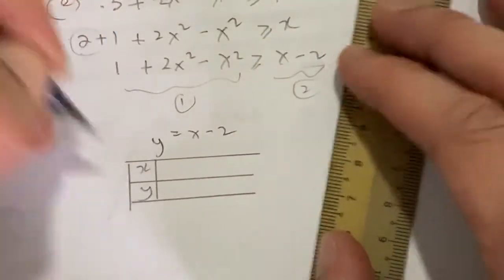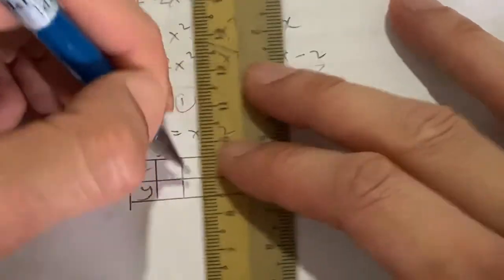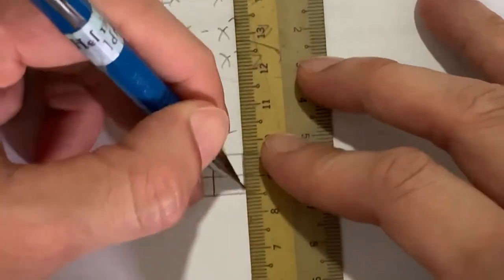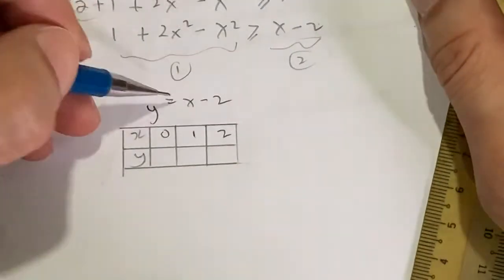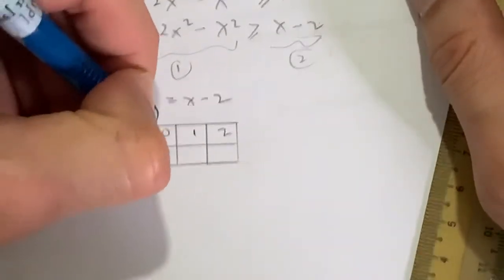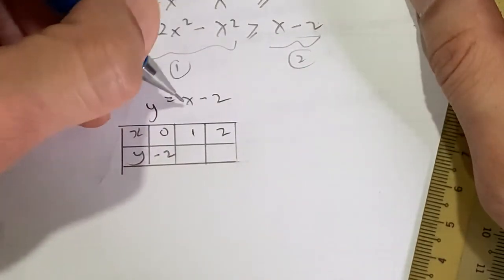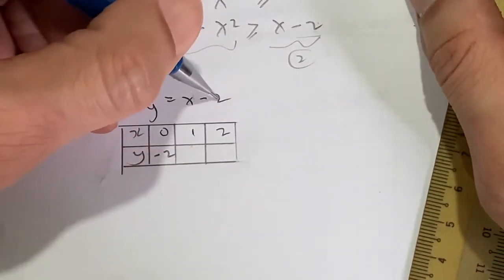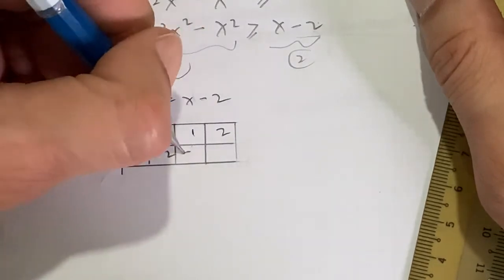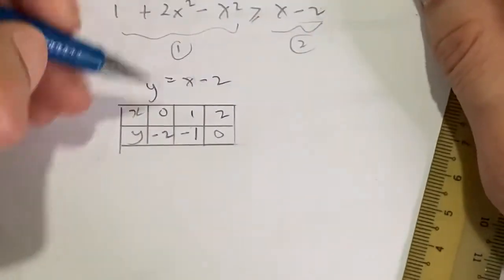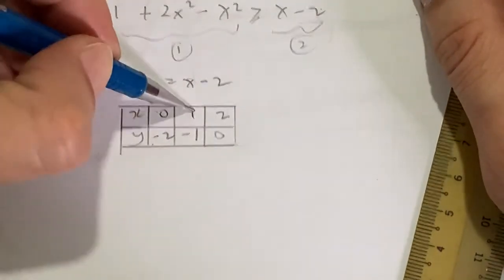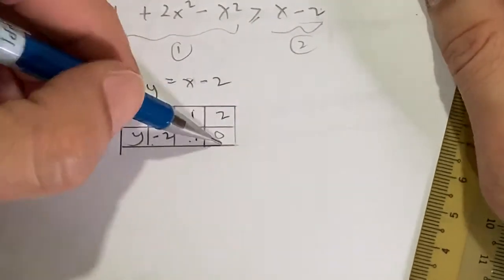Okay, so you have x and y here. I will need 3 points. So I have 3 points, and then I'm going to choose x as 0, 1, 2. When x is 0, y is negative 2. When x is 1, y will be 1 minus 2, which is negative 1. When x is 2, 2 minus 2 is 0. So the points will be (0, -2), (1, -1), and (2, 0).